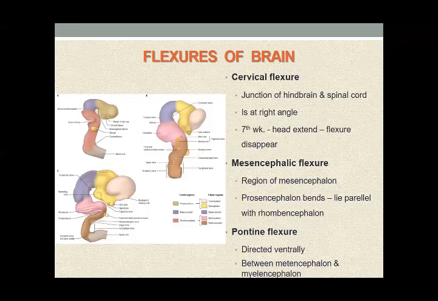Look at this. This is the mesencephalon in blue. One more. Okay. This is the region of the mesencephalon.